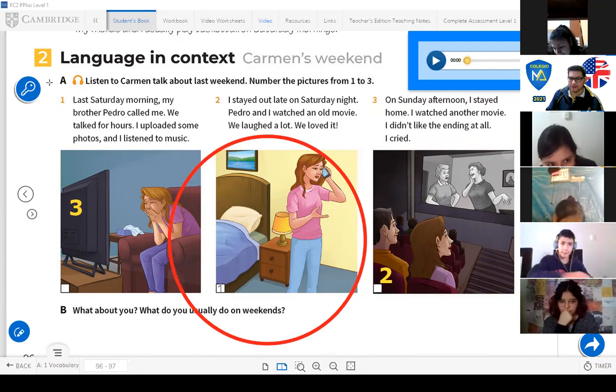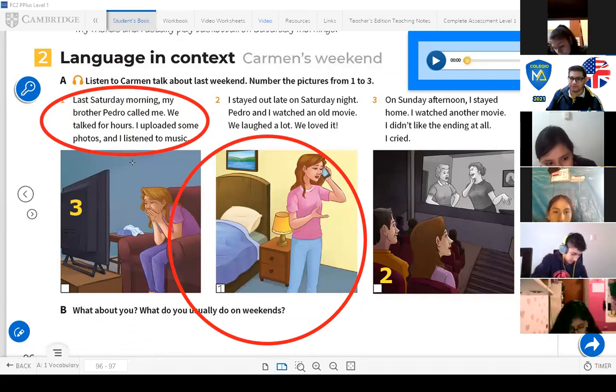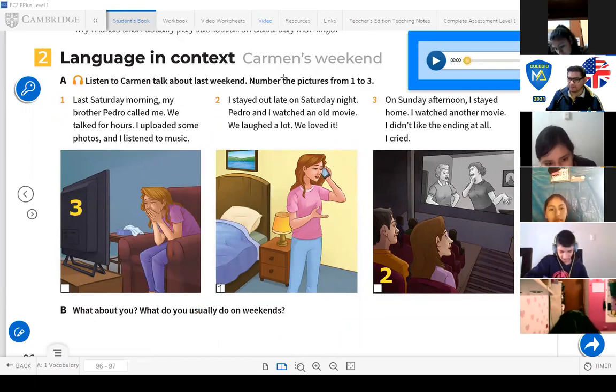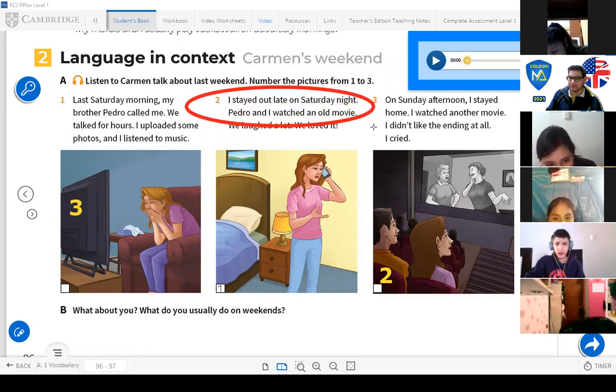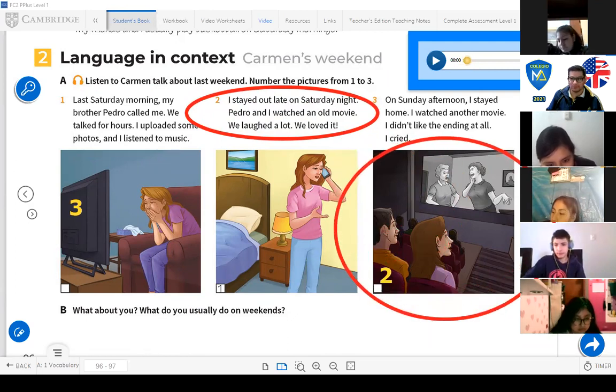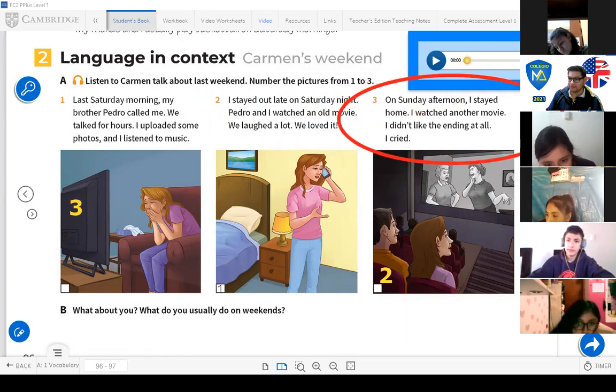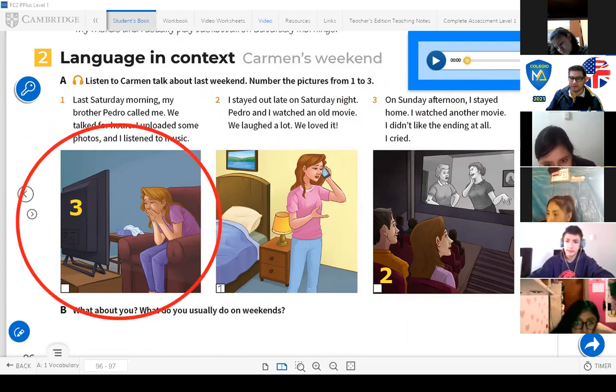First it says, last Saturday morning, my brother Pedro called me. We talked for hours. I uploaded some photos and listened to music. This is number 1. Number 2, I stayed out late on Saturday night. Pedro and I watched an old movie. We loved it. This is number 2. They were watching an old movie. This is old movie, right? Do you have this in the vocabulary? And finally, number 3, you know that this is number 3.